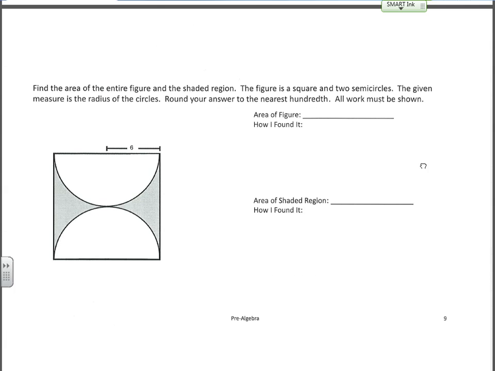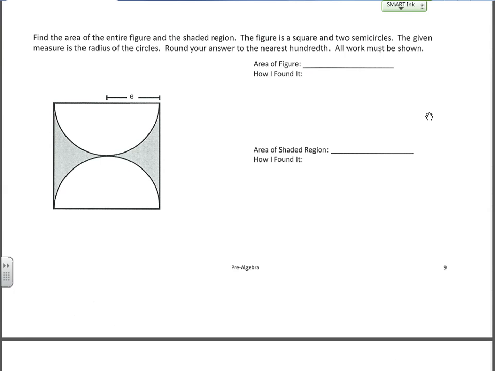Next page, the area of the shaded region. Our goal here is to find the area of the entire figure as well as the shaded region. And the game plan that we came up with, first of all, knowing that the radius of these two half circles is 6, we were able to come up with the side length of the entire square. Knowing that a radius is from the center of the circle to the edge, we figured that this side would also be 6, making the whole side of the square 12.